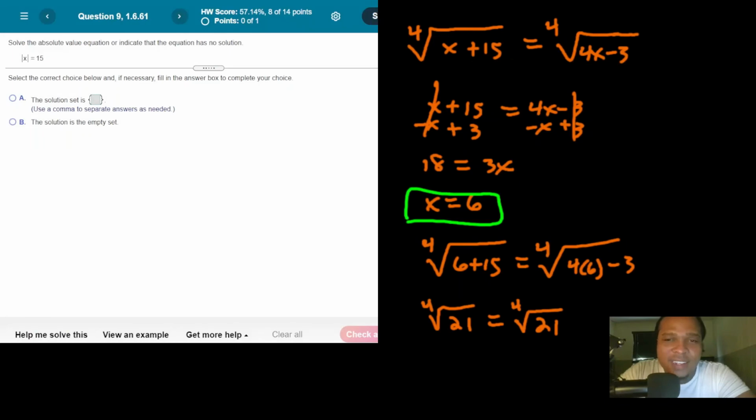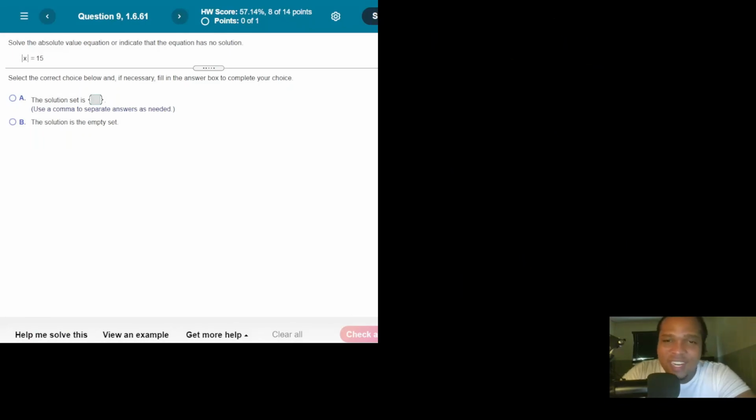Okay, number 9. Now the interesting stuff. Not that radicals are not interesting, but you know what I mean. Okay, we have the absolute value of x is equal to 15. With absolute value, you want to keep in mind that you have 2 possibilities. For example, what is the absolute value of negative 3 and what is the absolute value of positive 3?